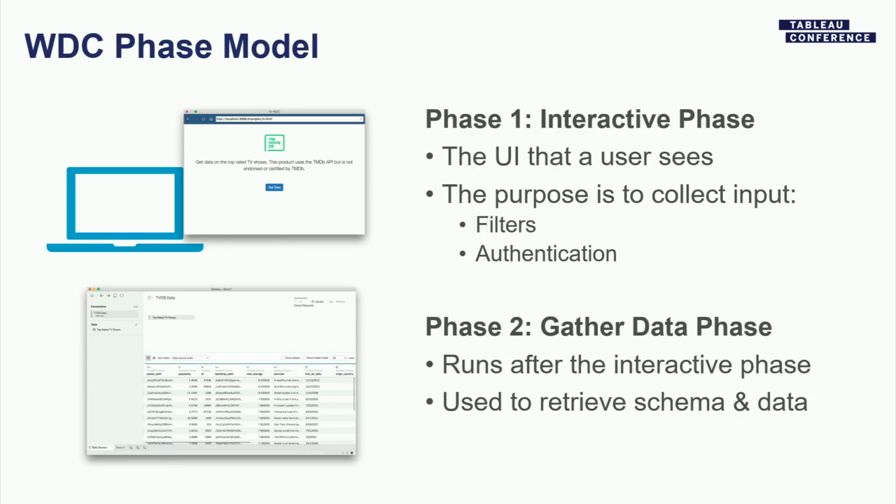The second phase is the data gathering phase. This runs after the interactive phase, and it's used to retrieve schema and data. It can be called multiple times because Tableau can refresh your WDC, and it will not go through the first phase when it does that.